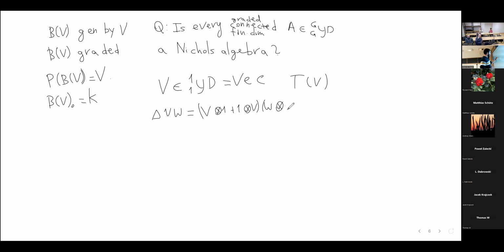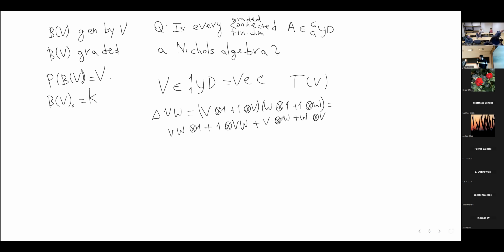W tensor 1 plus 1 tensor W, which will give me VW tensor 1 plus 1 tensor VW plus two more things. I have V tensor W plus W tensor V. Okay, but what happens? So this was for delta VW. It's not primitive because I have these two things, this V tensor W and W tensor V, that destroys the chance of being primitive.